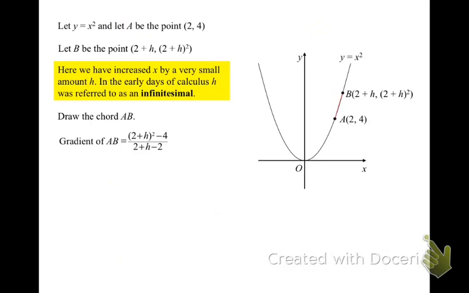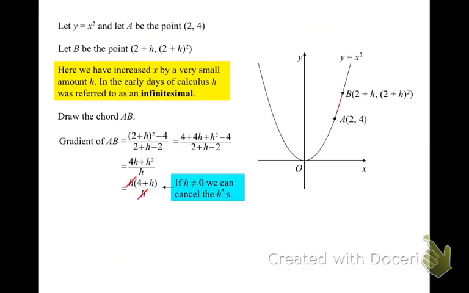So we've got y2, (2 plus h) squared, minus y1, which is 4, over x2, 2 plus h, minus x1, 2. Simplify that, so we multiply out our (2 plus h) squared. We're going to expand that, simplify a little bit, and we get 4h plus h squared divided by h. Factor out an h, simplify, and we're left with our gradient being 4 plus h.